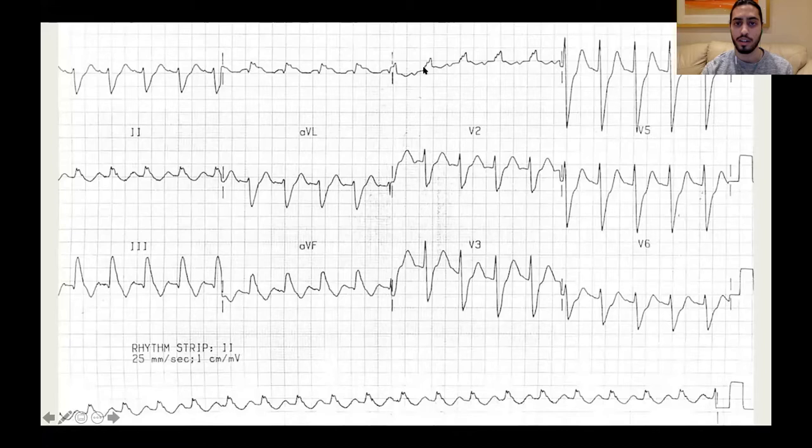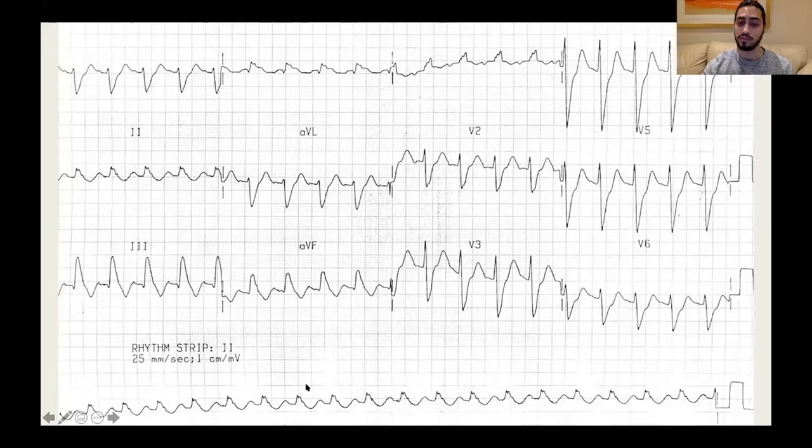V1. Okay, broad QRS, what am I seeing here? Is it a big S wave or is it RSR? Looks like an RSR pattern. Thinking right bundle branch. Can we go to V6 to confirm if there's a big S wave? There's a huge S wave in V6. Confirmed right bundle branch block. So we've got right axis deviation, confirmed right bundle branch block.